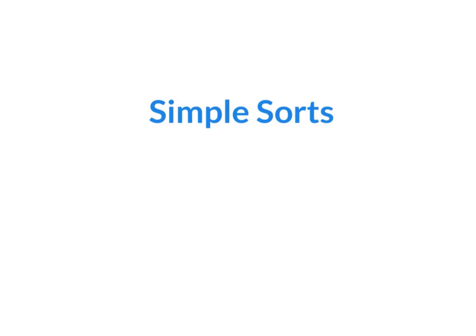So the first three sorting algorithms we're going to see are called simple sorts. They're not the most efficient we have. However, their implementation tends to be pretty straightforward, and thinking through how they work is a little simpler than some of the more efficient ones we'll see later.